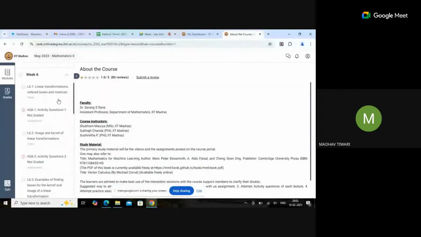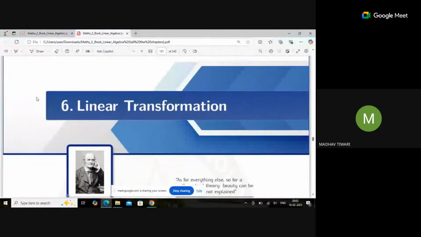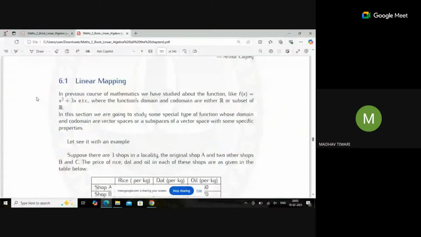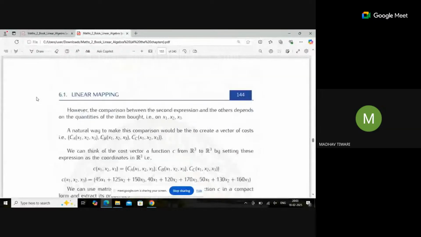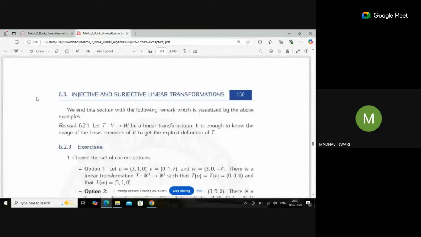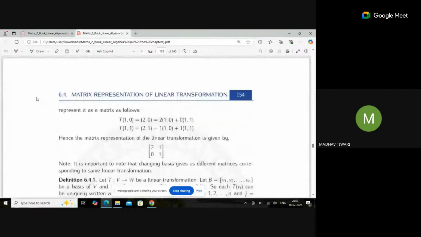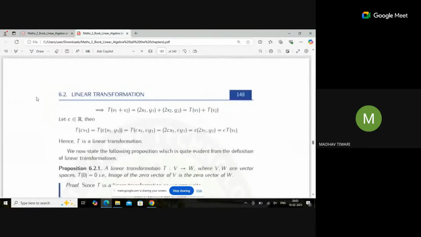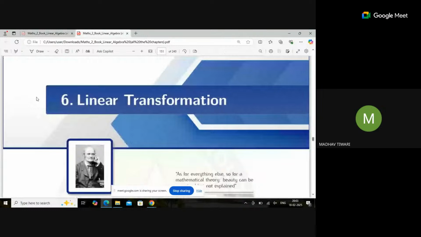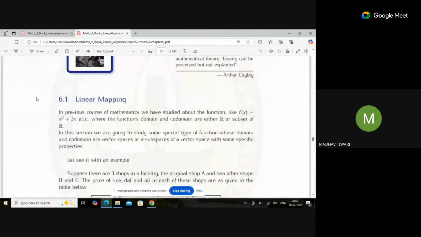Linear transformation, ordered basis matrices, image and kernel. So let's have a brief recap of linear transformations. What were those?